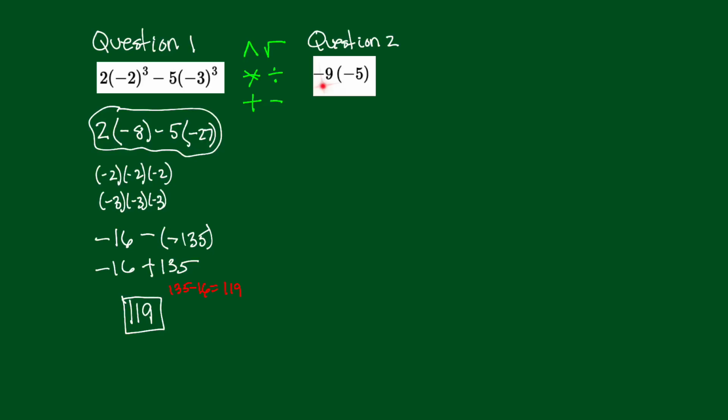Question 2, we're just going to multiply these 2 numbers. Now there's no number out in front here. So this is a negative sign, not a minus sign. Minus means you have something minus something. This is a negative. So I've got negative 9 times negative 5. And I know that a negative times a negative gives me a positive. So this is going to be positive. 9 times 5 is 45.